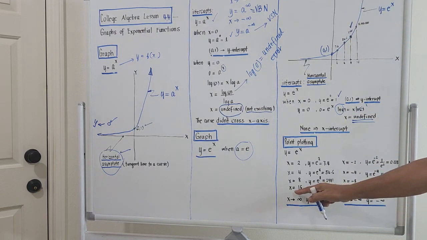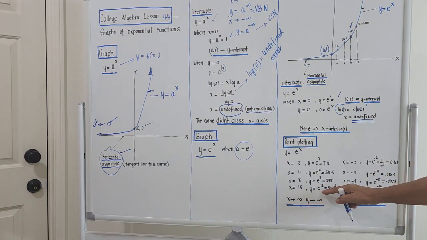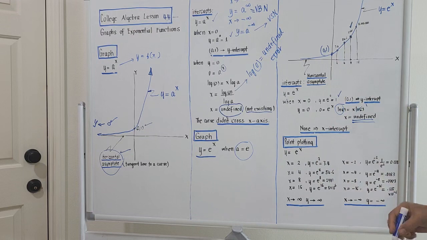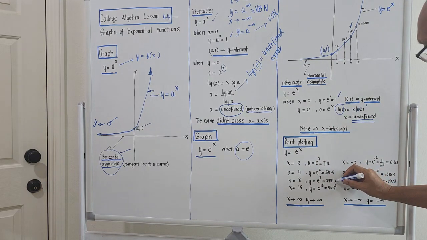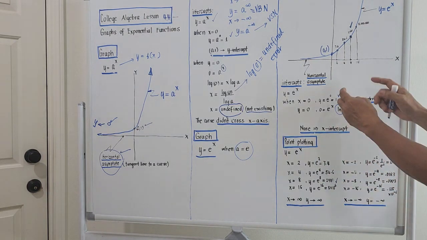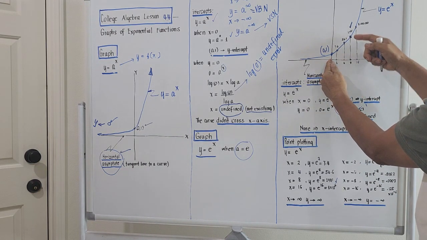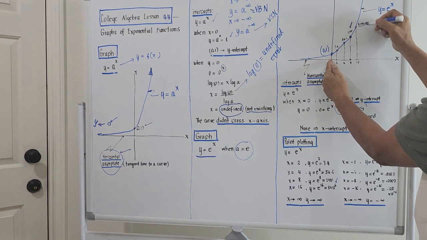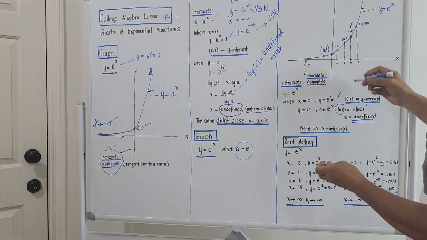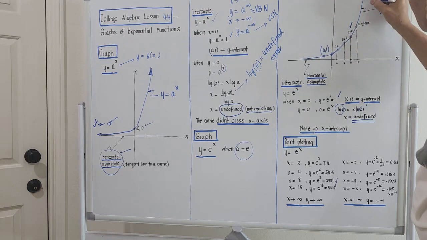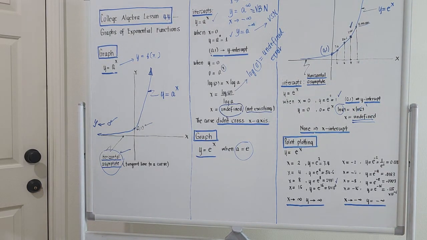When x is equal to 16, y will be equal to e to the 16. E is 2.718 raised to the 16th power. That's a very big number, and this is almost 8 million. So when x is equal to 16, the value of y is almost 8 million. It goes up. So if we try to connect the points, it should be this. Okay? That's the curve. That's the exact curve.